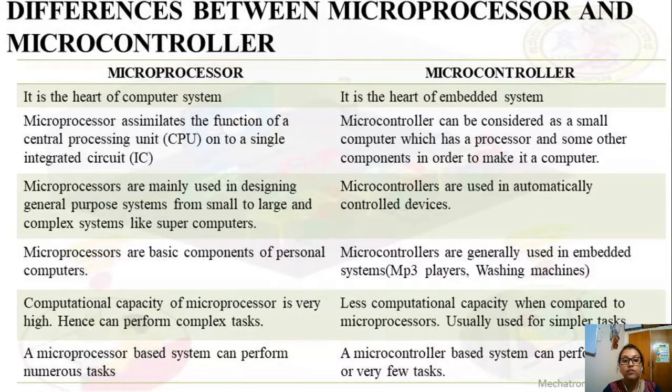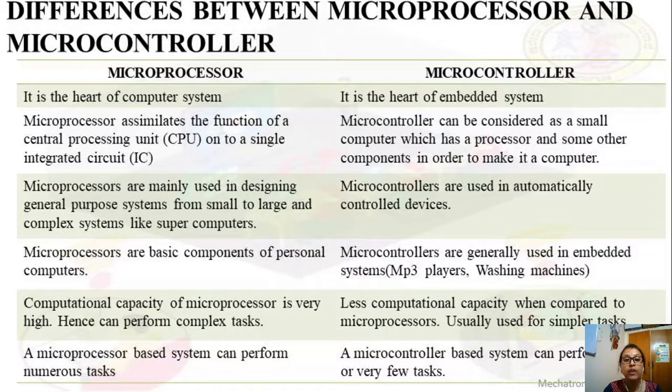Next, microprocessors are basic components of personal computers. Without a microprocessor, you can't design a personal computer or a desktop. Whereas microcontrollers are generally used in embedded systems. I've told so many examples about embedded systems. It may be MP3 players, washing machines, refrigerators, keyboard, mouse, printer. They all come under the microcontroller.